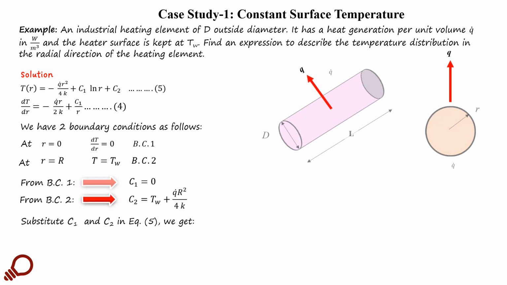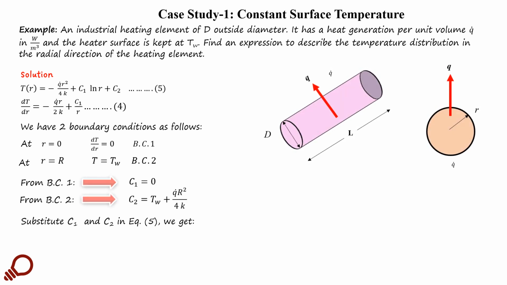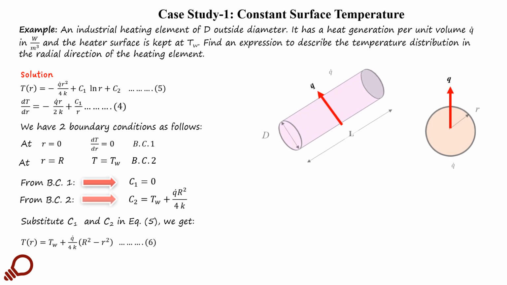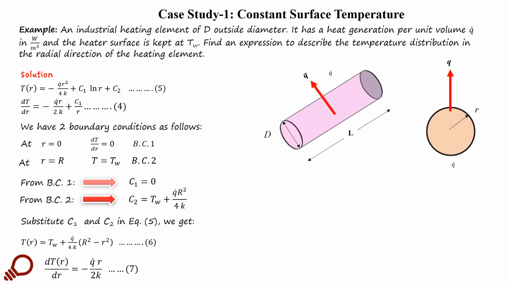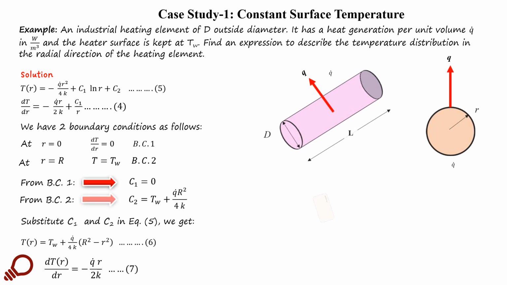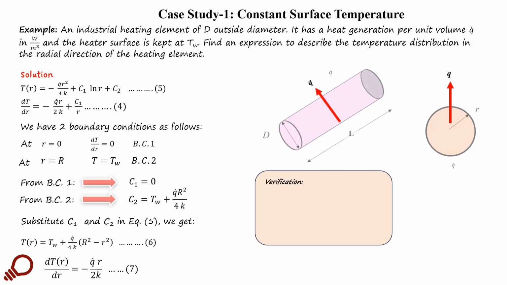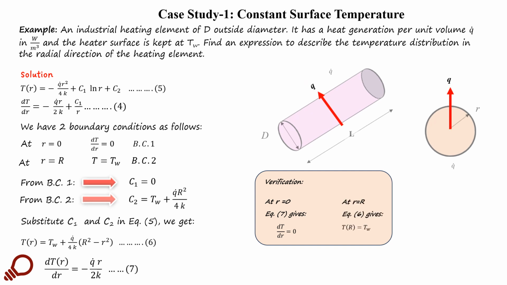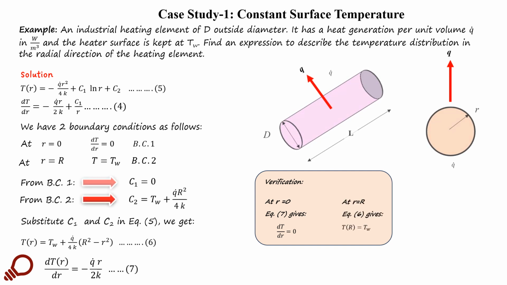Of course, these values of C1 and C2 can be substituted in equation number 5. Then we will get T of r equal to T sub W plus Q dot divided by 4K times capital R squared minus r squared, which is represented by equation number 6. If we take the verification for this equation, at r equal to 0, if we substitute the value of r equal to 0, then equation 6 will give the maximum value for the temperature.